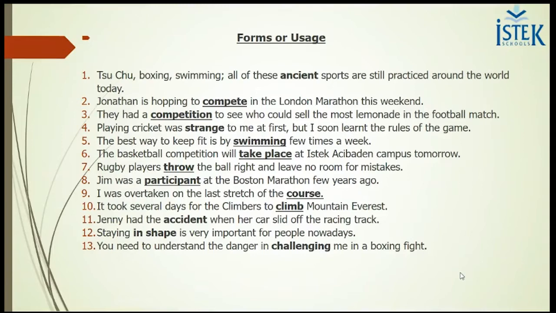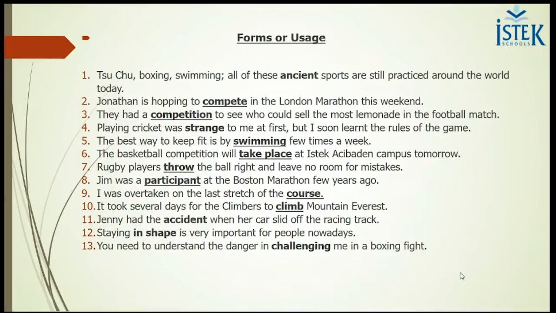The second sentence, Jonathan is hoping to compete in the London Marathon this weekend. So you can actually form a sentence by using compete in this sense. With the third sentence, they had a competition to see who could sell the most lemonade in the football match. And the fourth one, playing cricket was strange to me at first, but I soon learned the rules of the games. Then the fifth one, the best way to keep fit is by swimming a few times a week.